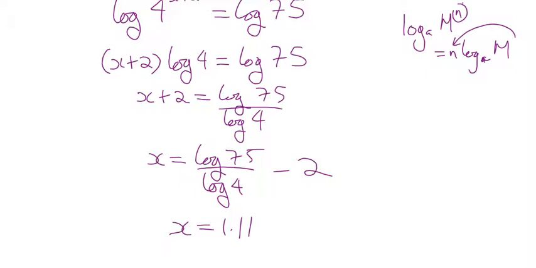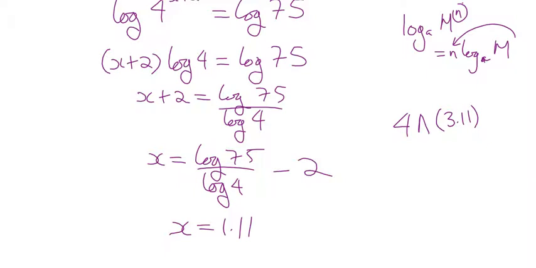Okay, so we got x is 1.11. Now, we could try that out, right? We could go 4 to the power of 3.11, because it's x plus 2. What's 4 to the power of 3.11? Hint, it won't be exactly 75. 74.5, right? It's going to be close.